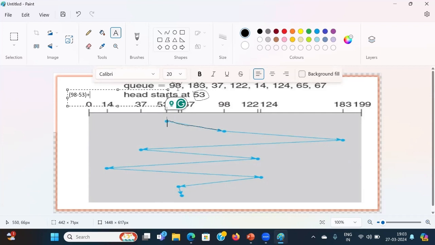As 98 is the first element on the queue, that means you have to read the information which is on the 98th track. So your read write head is moving from 53 to 98. So what is the displacement? 98 minus 53. Okay, but this is not the only information you have to read. There is other information to be read.